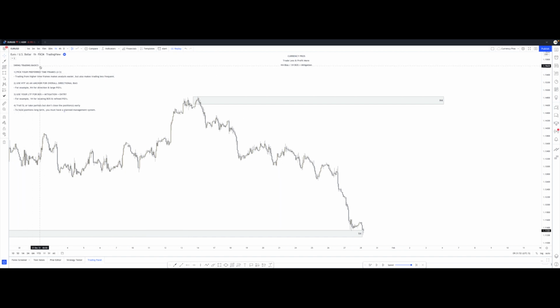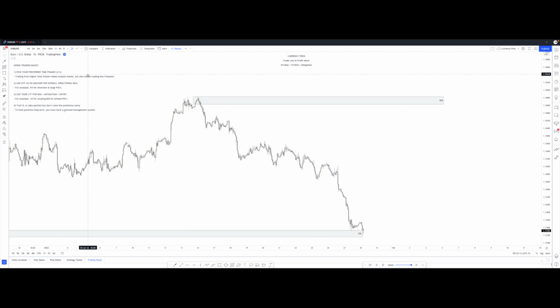So swing trading basics. My number one tip is pick your preferred time frames. I'd recommend 2 to 3. If you're swing trading, you really don't need any more than that. So that could be, for example, the 4-hour time frame and the daily time frame, right? You need a higher time frame and a lower time frame.